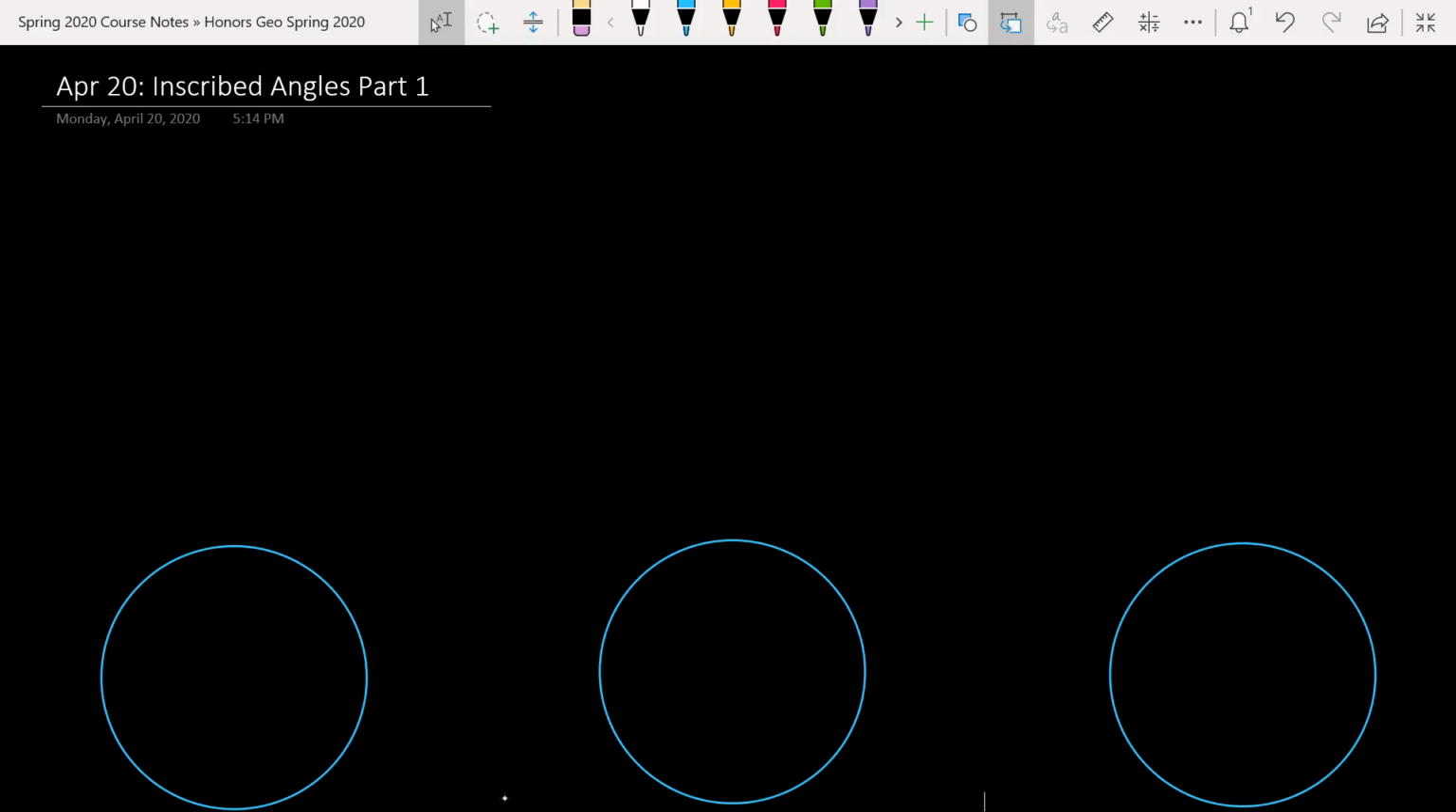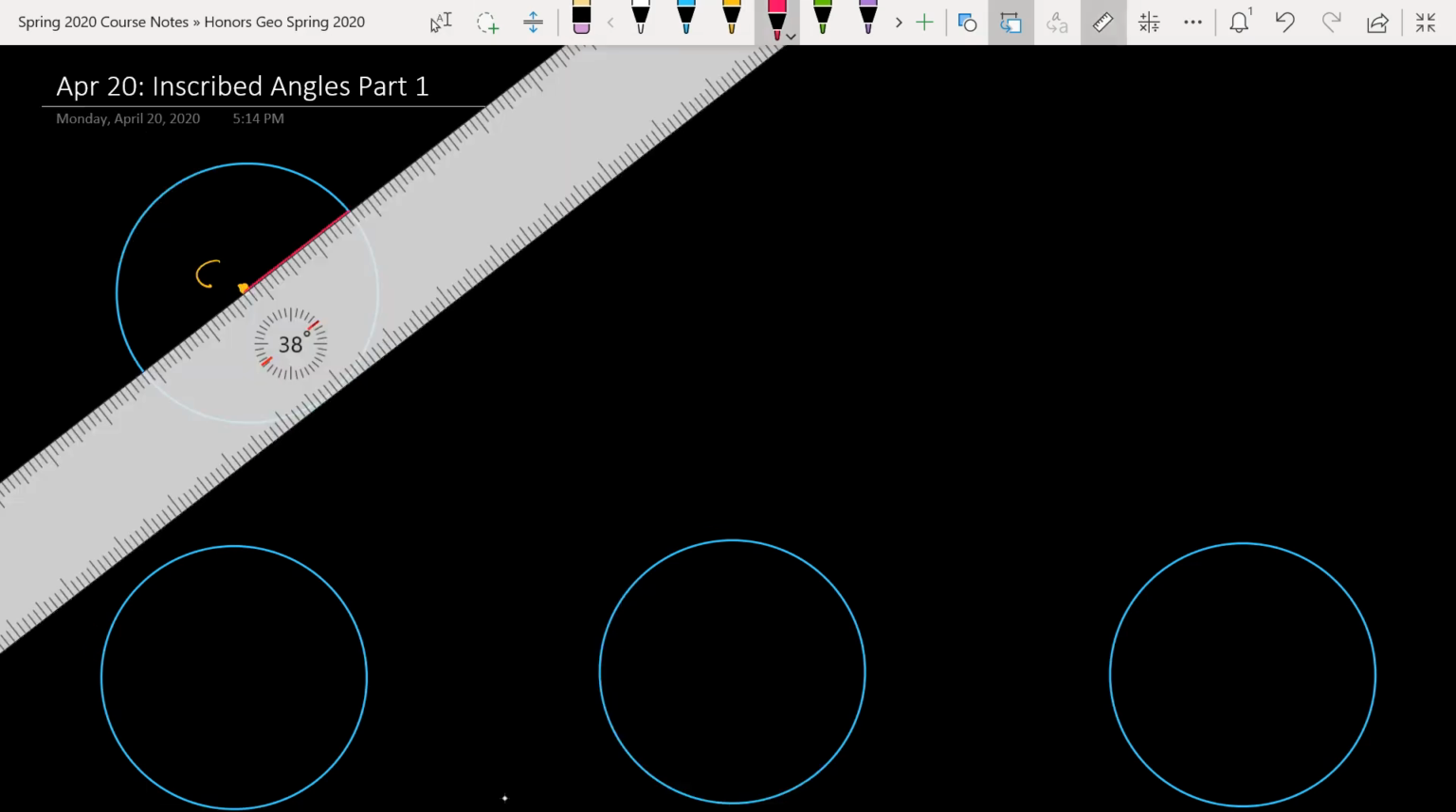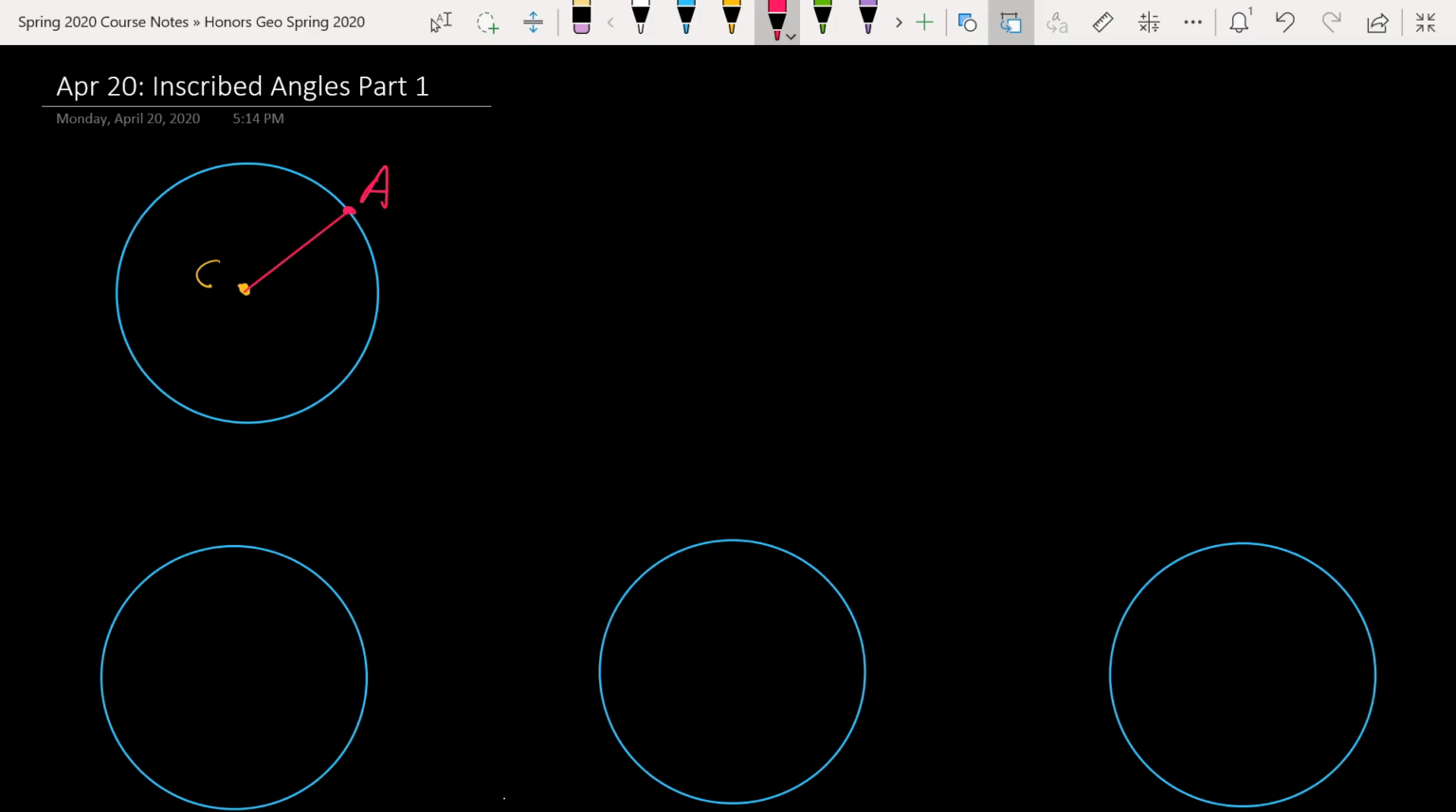Welcome back, everybody. By this point in time, we're already pretty familiar with circles and a lot of the objects associated with them. We've defined a circle as the set of all points, called a locus of points, that are all a particular distance away from the center.